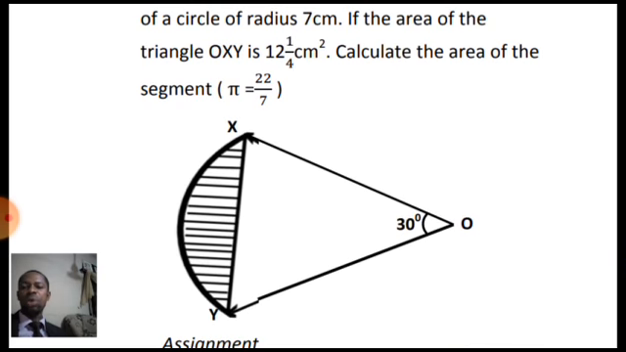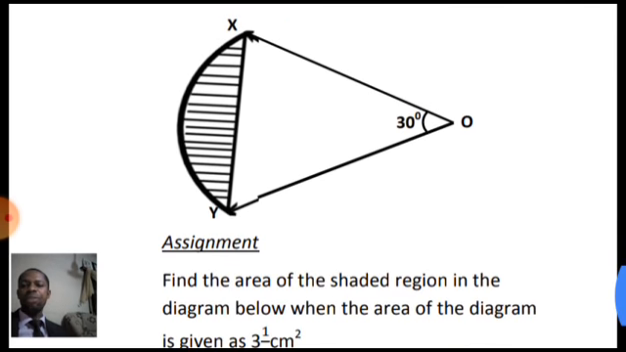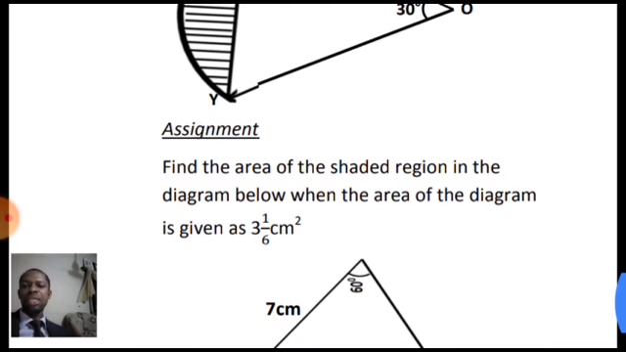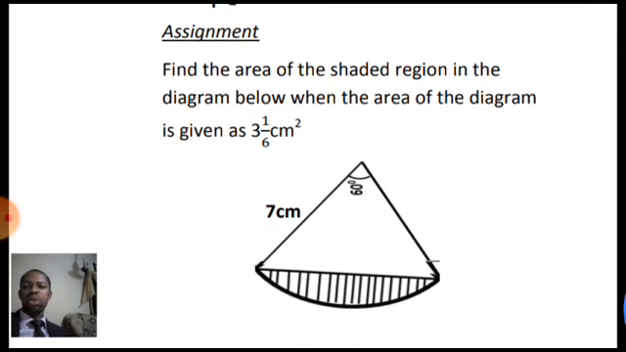This is the classwork, and the assignment I'm giving you is to find the area of the shaded region in the diagram below when the area of the triangle is given as 3 1/6 centimeters square. This is the diagram that you are going to use to find the area of the shaded portion.